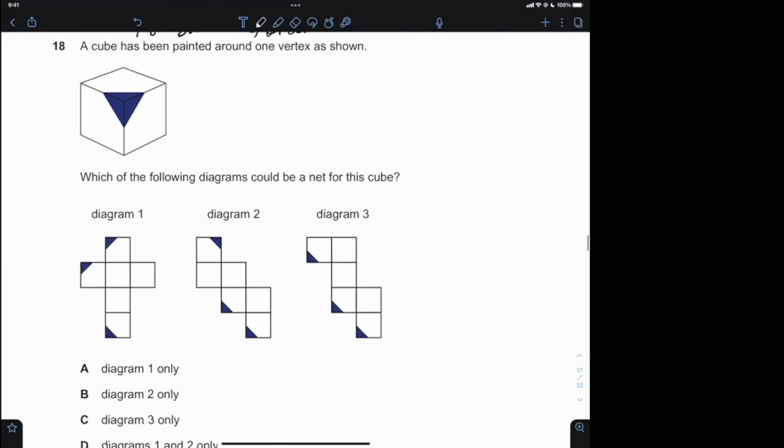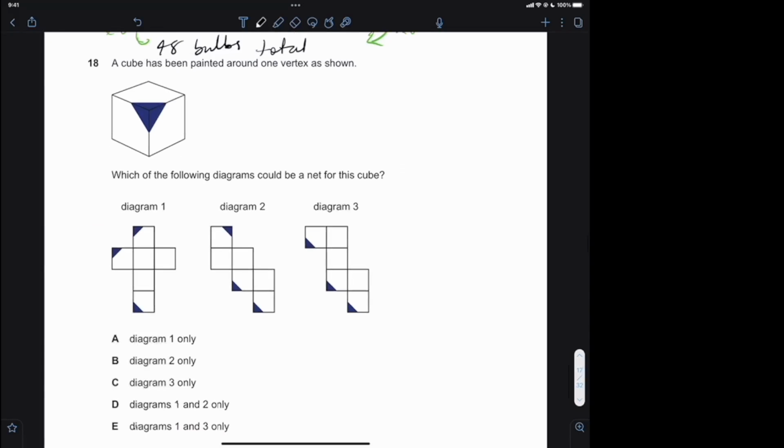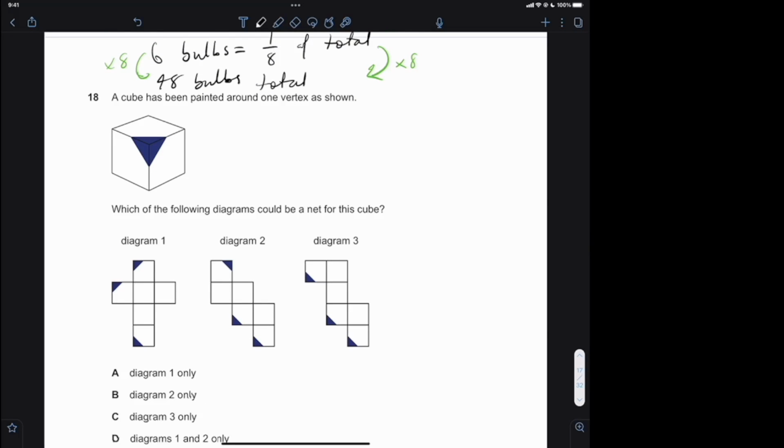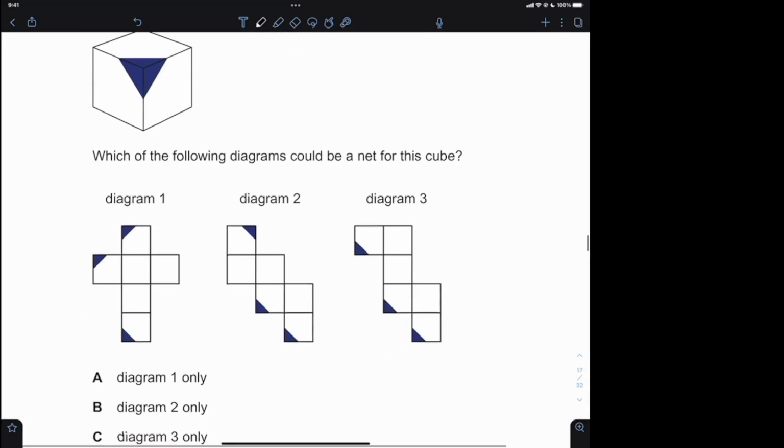A cube has been painted around one vertex as shown. Which of the following diagrams could be a net for this cube? Alright, so I think the purpose of these ones is to try and fold them up in the way that would make sense, and see if it creates the right cube, rather than trying to unfold the cube and work that way. I think it's better to try and fold them up.